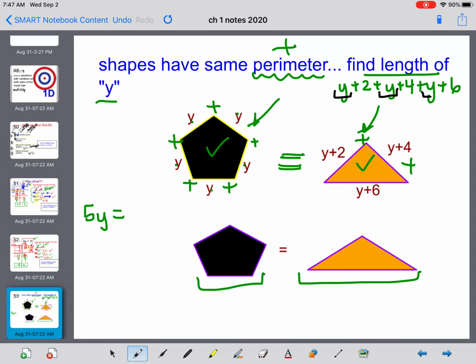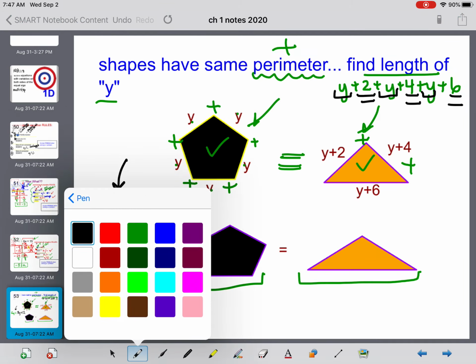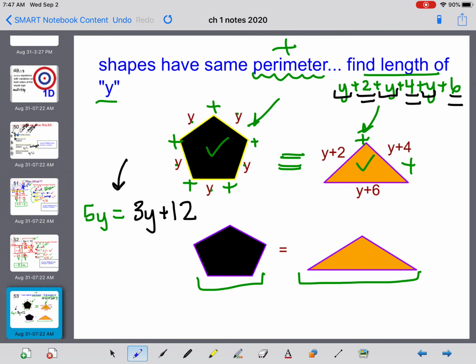And so how many total y's do I have? I'm just looking now to combine my like terms. I have 3 y's. And then how many total plain numbers do I have over here? 2 plus 4 is 6, plus 6 more is 12. And now I have an equation that I can solve. I can use my steps to go ahead and solve it. So I'm going to do that right now. I'll walk you through this one, and then you'll be able to do your own on your assignment today.